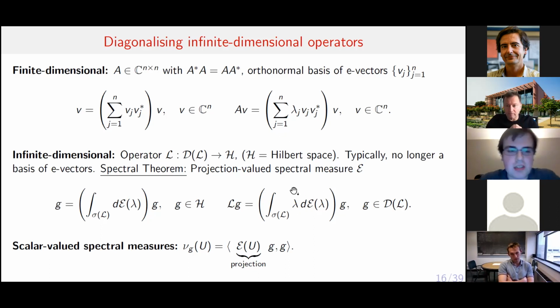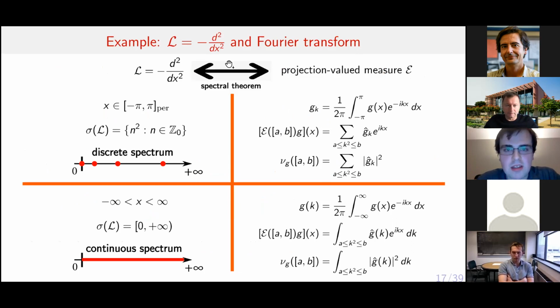And we're actually interested in scalar valued spectral measures, which are given by taking these projection valued measures and projecting on an observable G and then taking the inner product. Okay, so I promised that this wasn't too scary. So let me try and convince you why that holds.